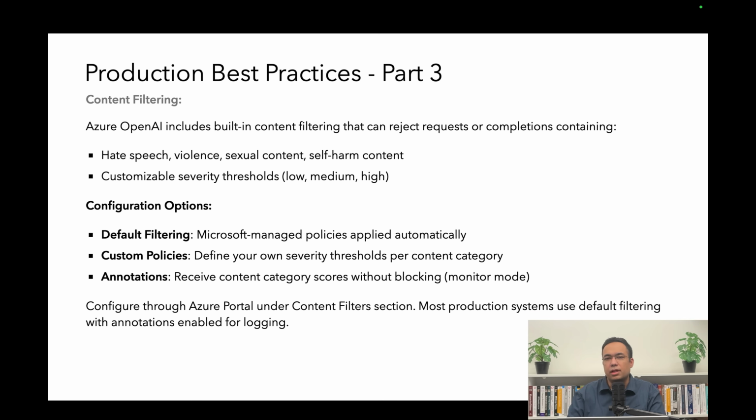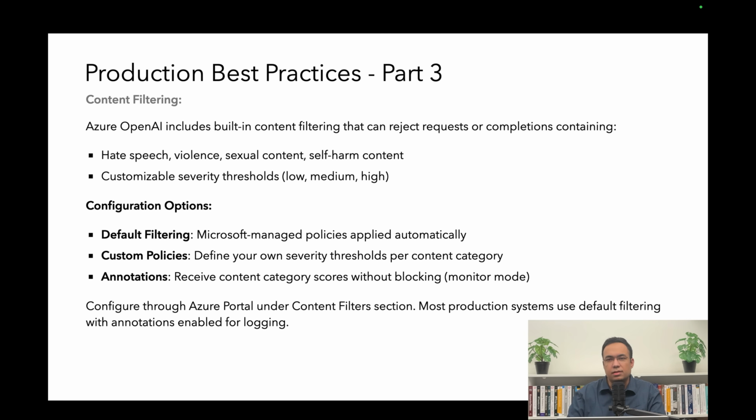The third option is annotations. You can receive content category scores without actually blocking the content. This is monitor mode. You get to see what would have been filtered, but it doesn't impact user experience. This is useful for understanding false positive rates before enforcing filtering. You configure this through the Azure portal under the content filter section. Most production systems use default filtering with annotations enabled for logging. This provides protection against harmful content while giving you visibility into filtering behavior.